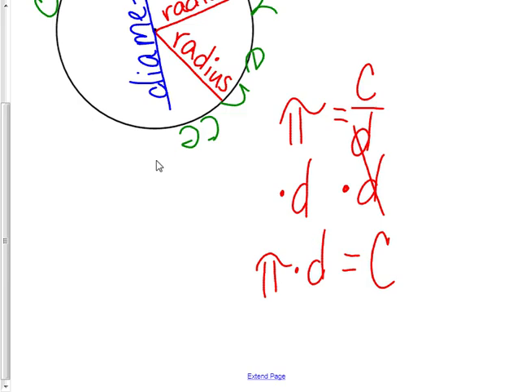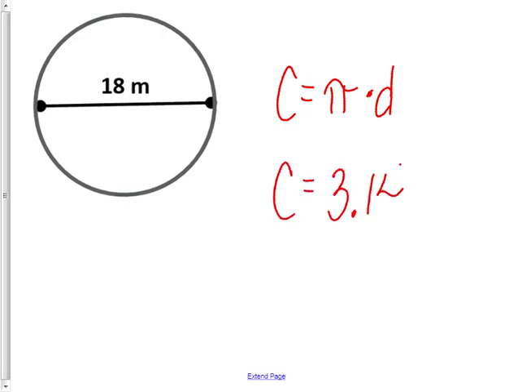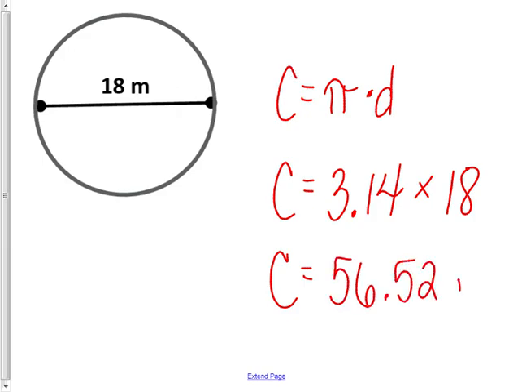Let's look at some examples. So looking at this circle, if we want to find its circumference, then we're going to use the circumference formula. Circumference equals pi times diameter. So this is pretty easy. Circumference equals 3.14 times the diameter here is 18 meters. So our circumference is going to be 56 and 52/100 meters. Pretty easy. So let's look at another one.